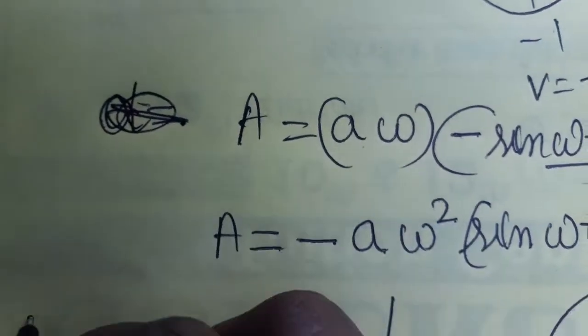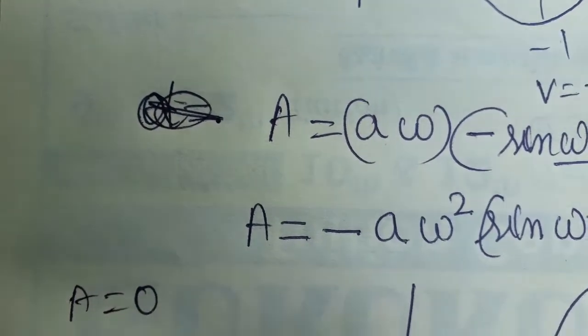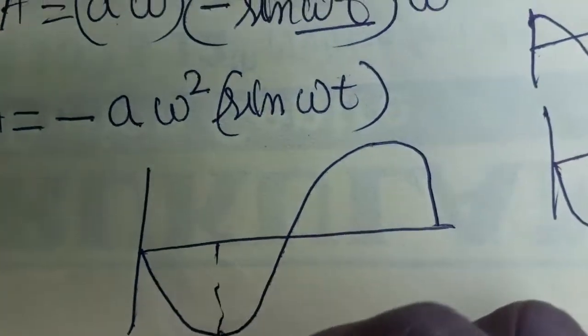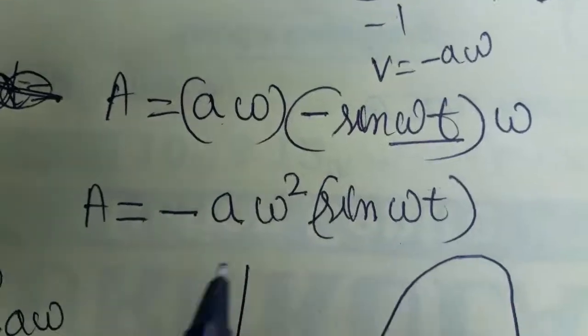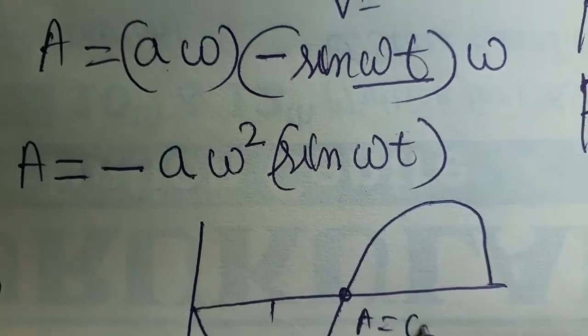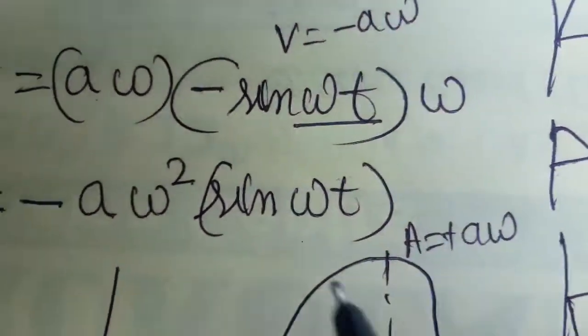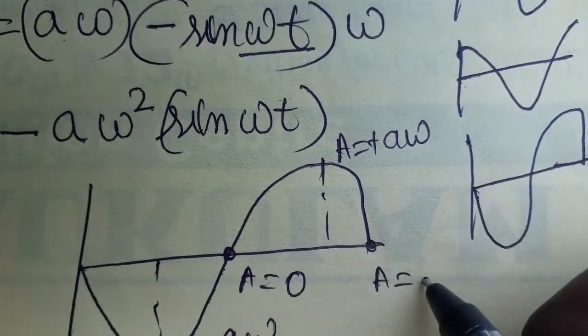So at 0 degree, acceleration will be 0. When it is 90 degree, it is minus A omega square, this point is 90 degree. At 180 degree, acceleration again becomes 0. At 270 degree, it becomes plus A omega square. When 360 degree is there, acceleration again becomes 0.